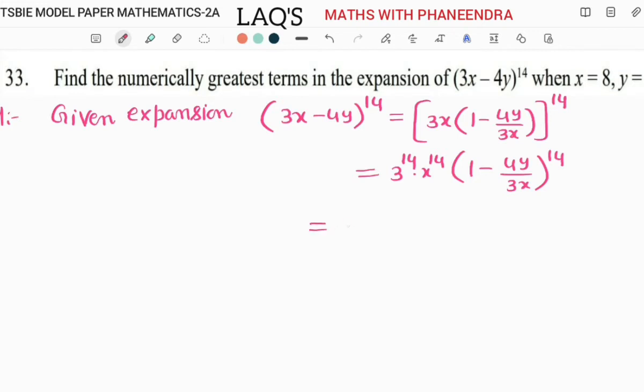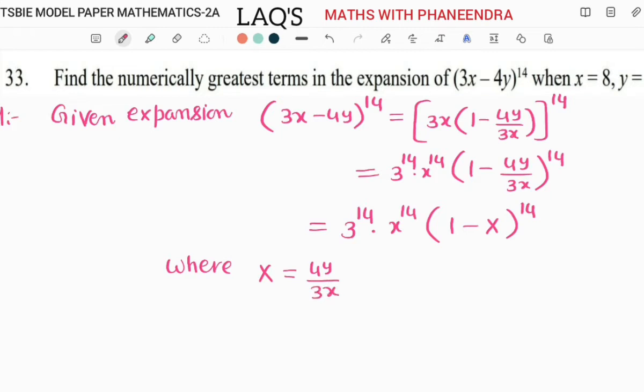Which is equal to 3 power 14 into x power 14 into 1 minus capital X whole power 14, where capital X is equal to 4y divided by 3x. This is the way you can write the first thing. So that capital X value, how to calculate?